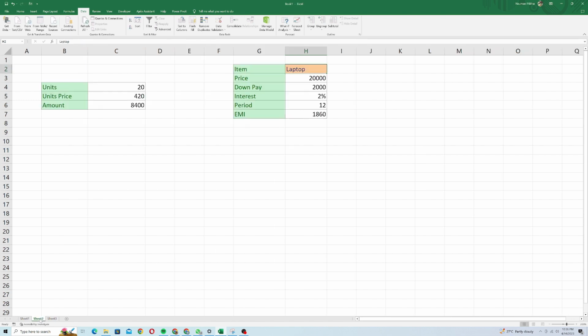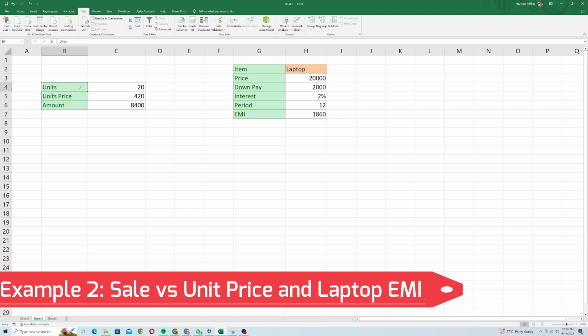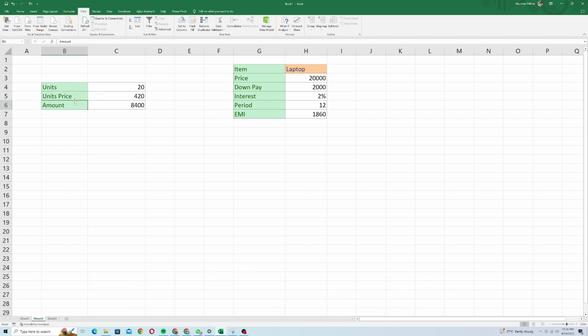So in the next example, you can see on the left side I have 20 units, and the unit price is 420. Each unit is selling for 420 and the amount is 8,400. Suppose I want to change this amount to 10,000 and I want to know how many units I have to sell to achieve this 10,000 value, or if I want to keep the units the same and increase the unit price, how much should the unit price be?